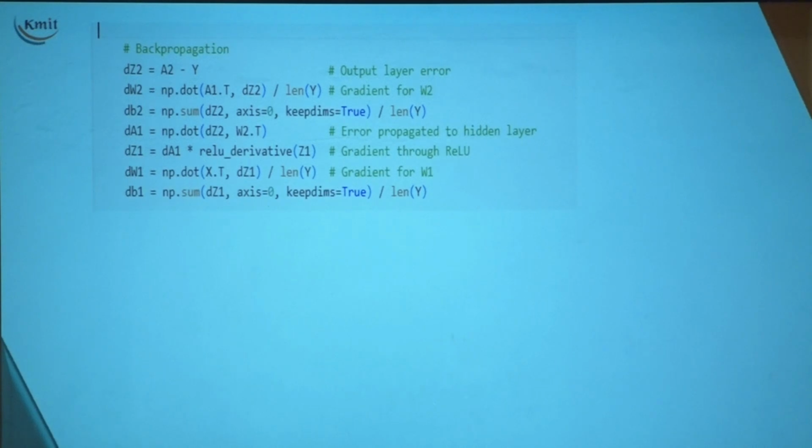Is there anything new? What is dz2 here? A2 minus y. Prediction minus original. Prediction is what here? A2. That is dz2. Look at the dw2 formula. What is dw2? 1 by m into that derivative, into what? A1 transpose. Look at that formula. np.dot product of what? A1 transpose into dz2, divided by length of y. And how many samples do you have in y? Is that clear, everybody? Similarly, I have written it for db2, db1, dz1, da1, dw1, db1 as per the formulas.